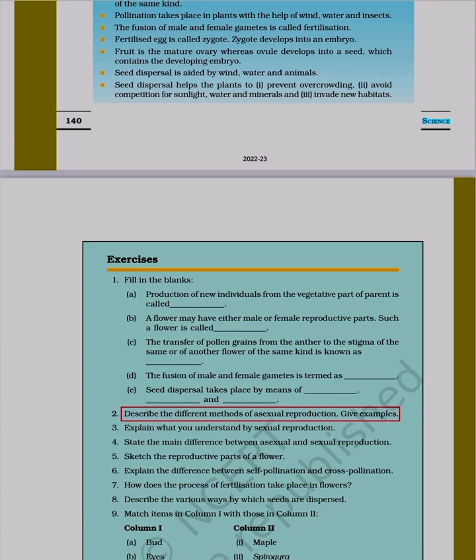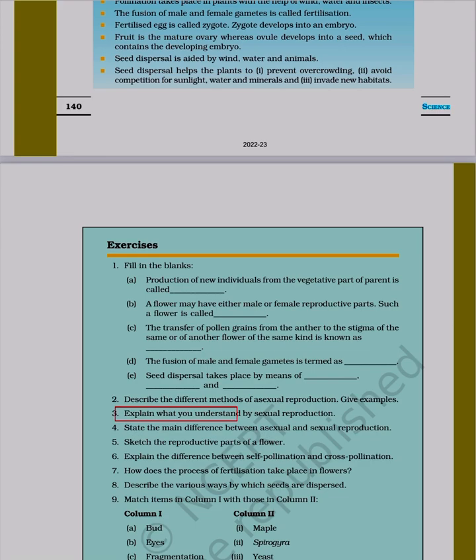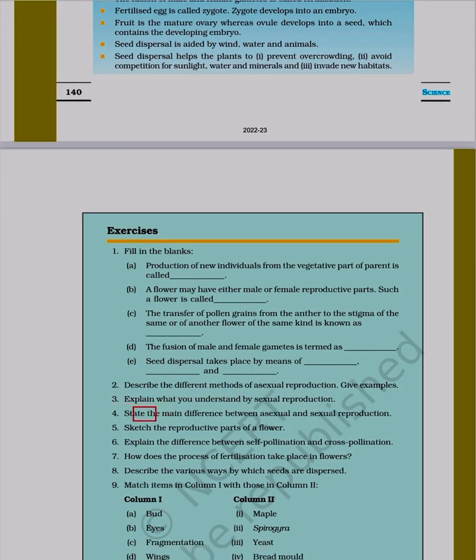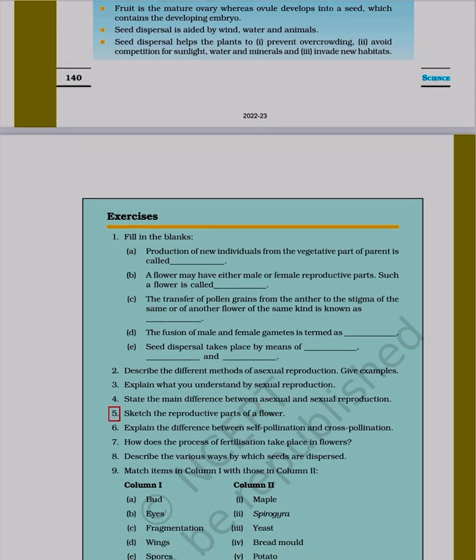2. Describe the different methods of sexual reproduction. Give examples. 3. Explain what you understand by sexual reproduction. 4. State the main difference between asexual and sexual reproduction. 5. Sketch the reproductive parts of a flower.